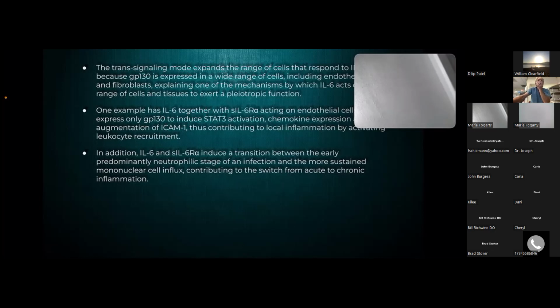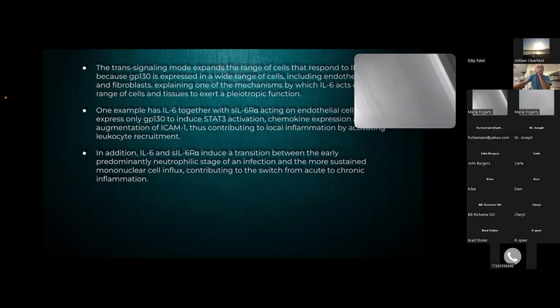In addition, interleukin 6 and soluble interleukin 6 receptor alpha, that's the soluble form, bind and can affect all the other cells, inducing a transition between the early predominantly neutrophilic stage of an infection and the more sustained mononuclear cell influx, contributing to the switch from acute to chronic inflammation. Okay, so this transition starts the process of it being something that would just go away, done deal, to this chronic process, sustained inflammation that leads eventually to autoimmune disease and to cancer.